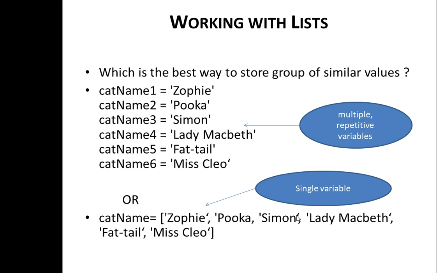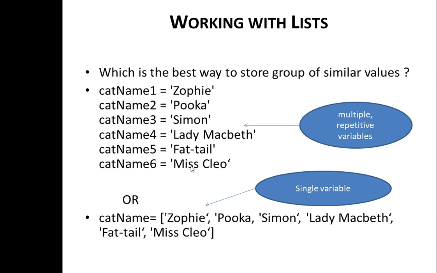So let's take a simple example. Suppose I have a set of names which are all related. Suppose these are all the names of a cat. So they're all related values. Which is the best way to store these names of the cats? The first method or the second method?